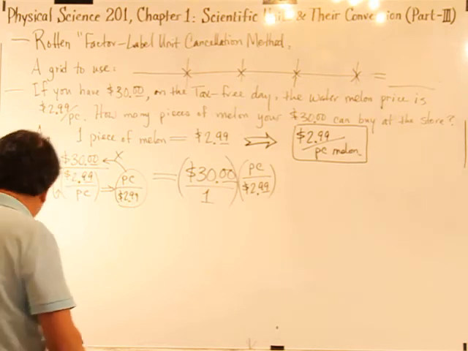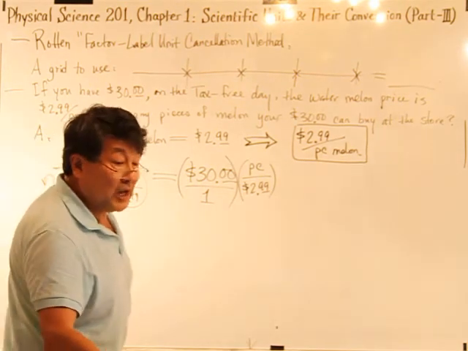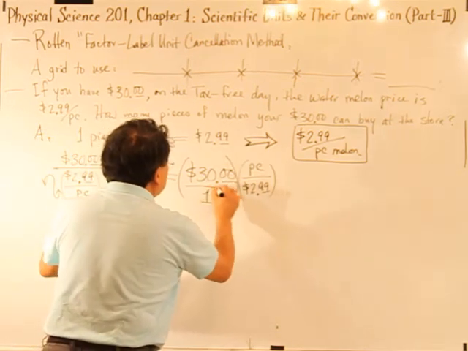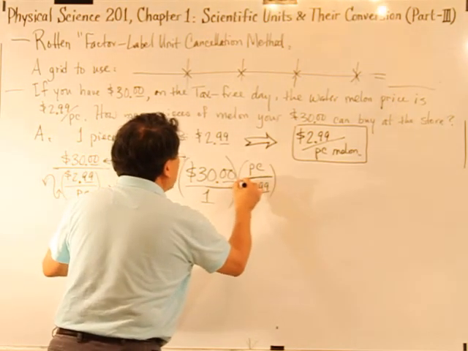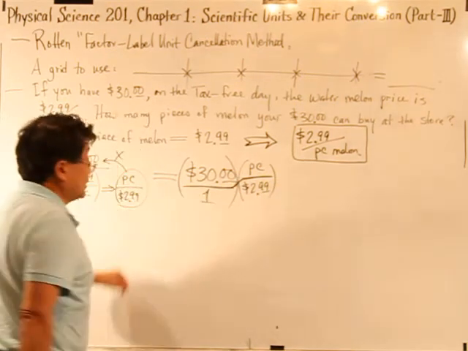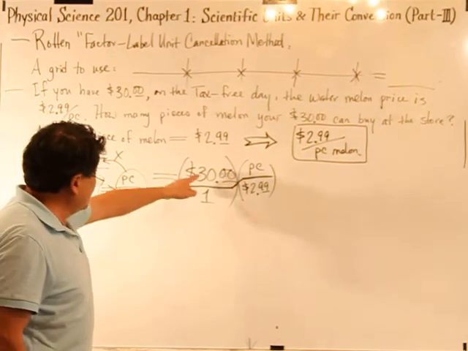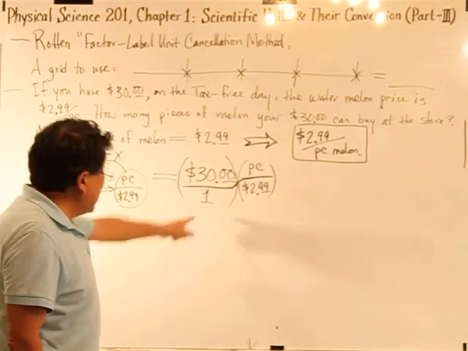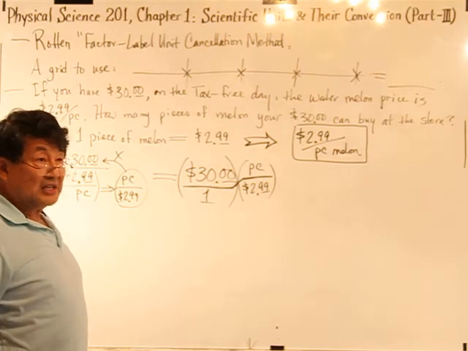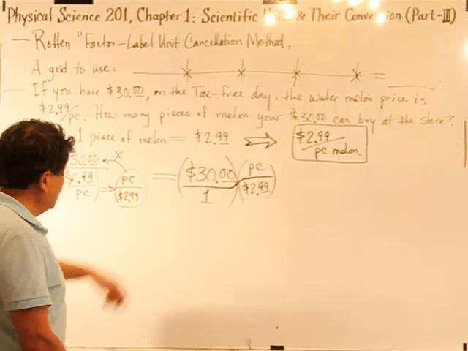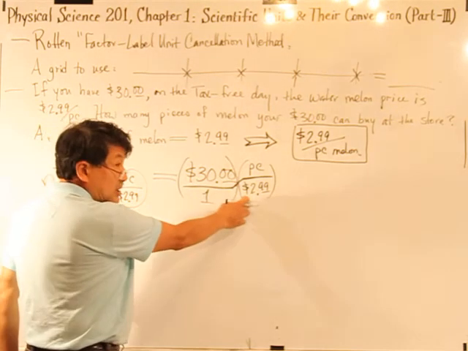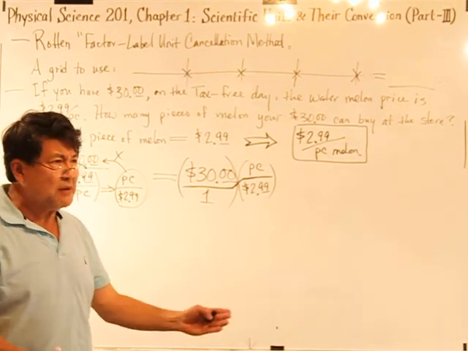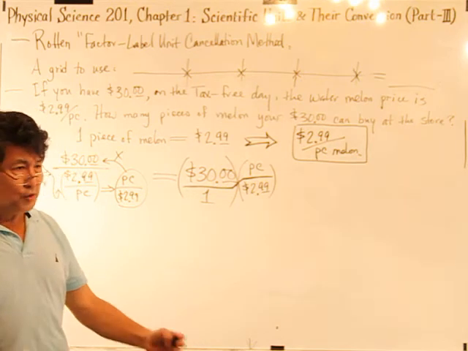If you know that, then what happened? You are able to connect these two lines to make a fraction, a continued fraction. On top, there are two numerators. One is $30. Another one is a piece of watermelon. And the bottom is 1 multiplied by $2.99. Then you have the dollar sign on top and the dollar sign on the bottom. Anything in a fraction, as long as they are the same, is cancelable. You can cancel them.